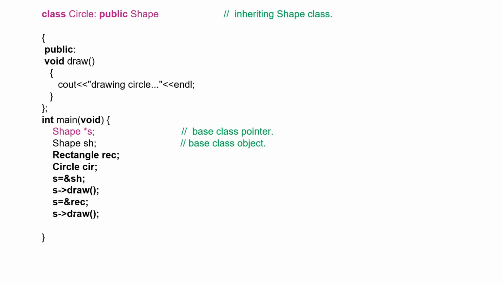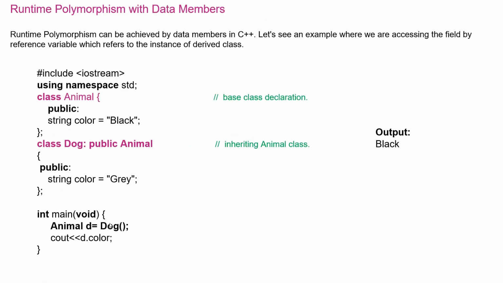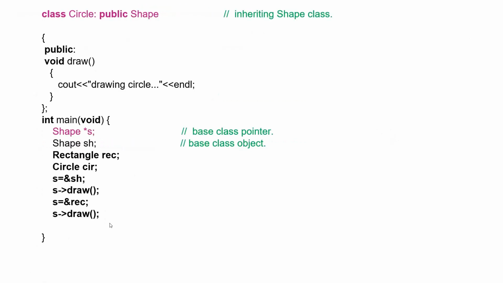Now ptr = &rect, the address of rect. ptr points to the address of the rectangle object, and then ptr->draw(); This time it will refer to the draw method of the rectangle.